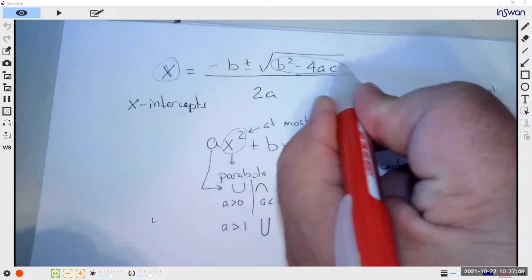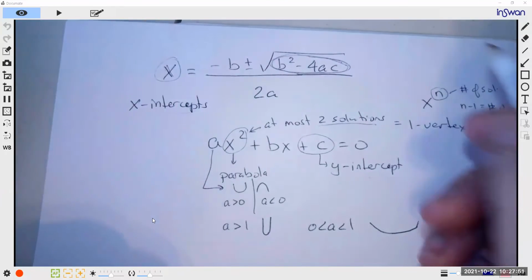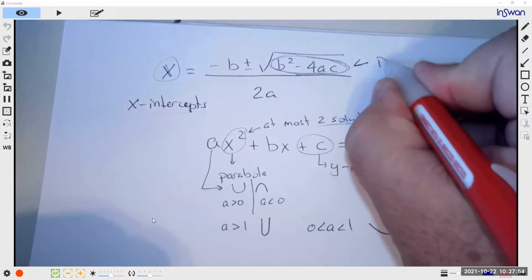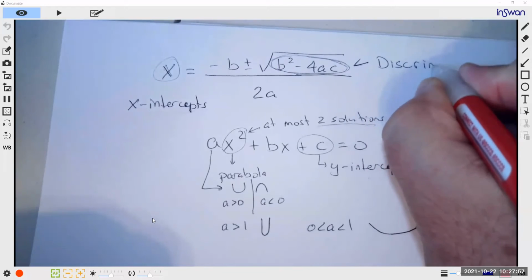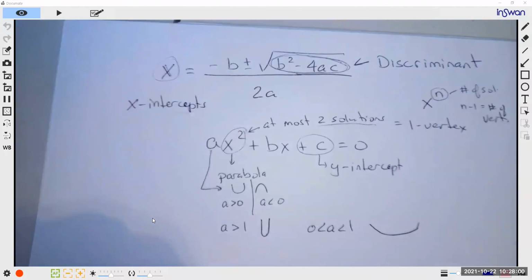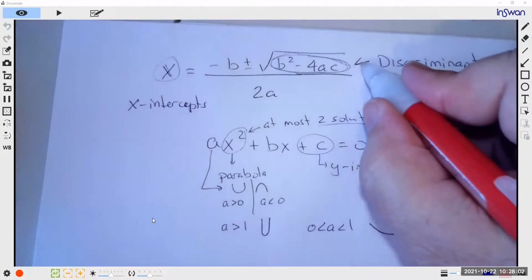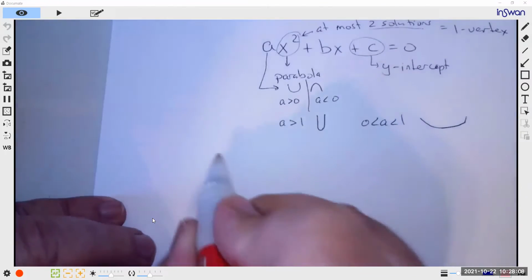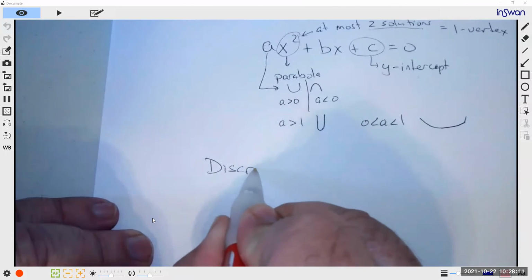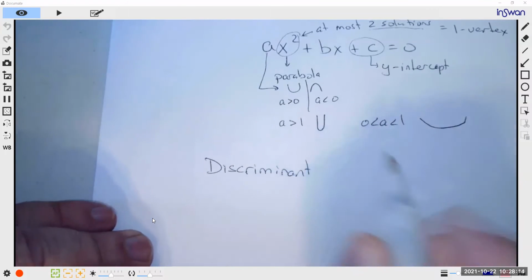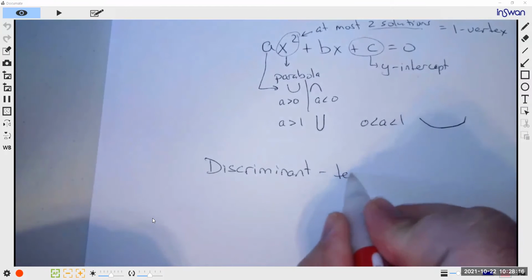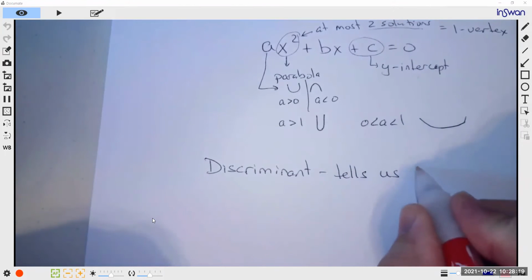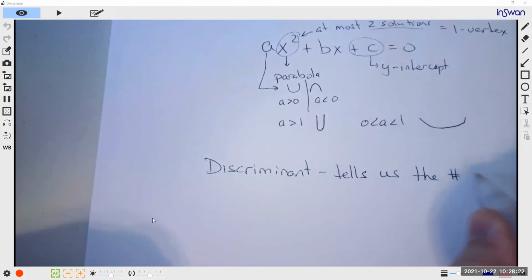This part right here, this part inside here, is called the discriminant. The discriminant tells us the number of real solutions.